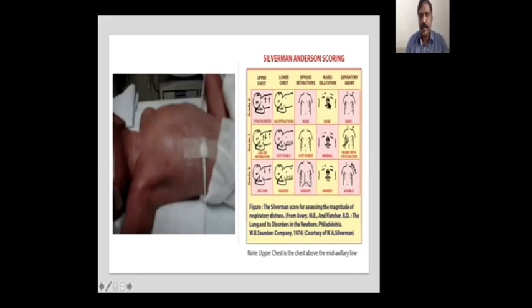And nasal flaring, this baby had significant nasal flaring. You could see it on the video from a distance. So this becomes a score of 2. Expiratory grunt, yes, the baby is having grunting, so the score is 2. So 2 for grunt, 2 for nasal flaring, 1 for xiphoid, 1 for lower chest, 1 for upper chest. So baby had a total score of 7, and it's a 28-weeker. So this baby, irrespective of the saturation, is a baby for non-invasive respiratory support.